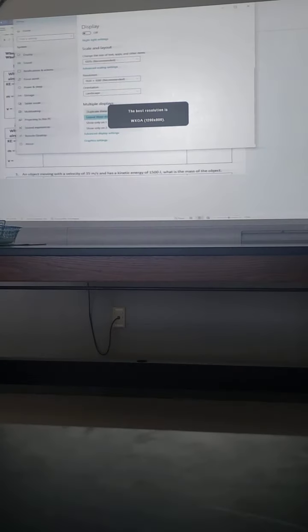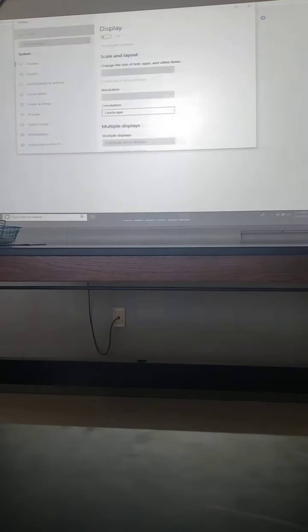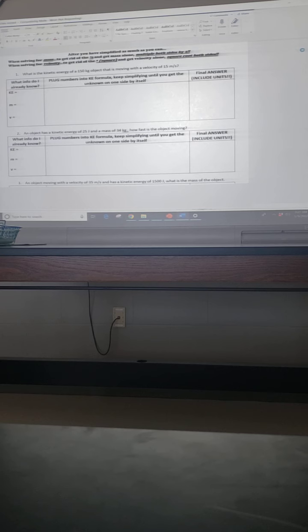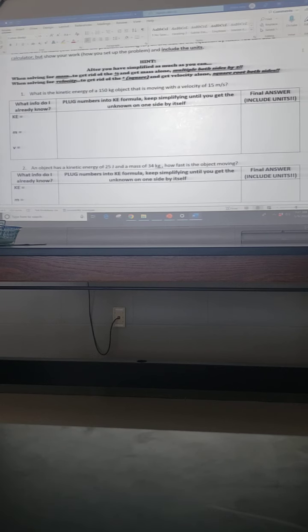So take a look at the first problem. Go ahead and identify: it says, what is the kinetic energy of a 150 kilogram object that is moving with a velocity of 15 meters per second? So in that problem, Stewie, what are we solving for? Good, so circle that. Michaela, give me a piece of information that's given in that problem. Velocity is good, so underline that. And what is the other piece of information that is given? Charles, what else is given?